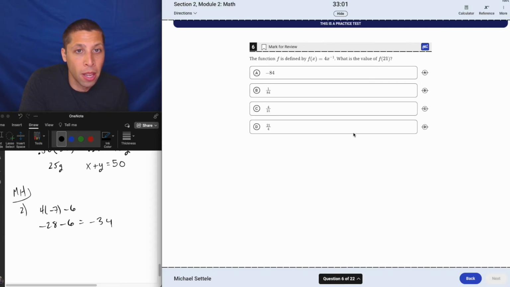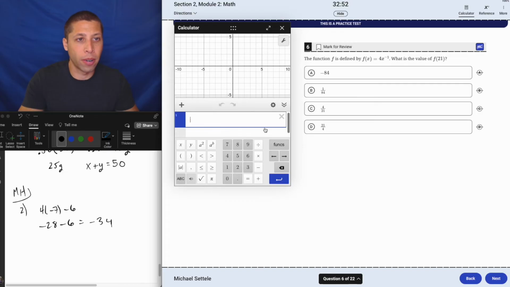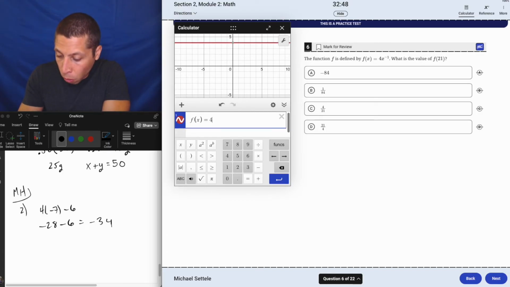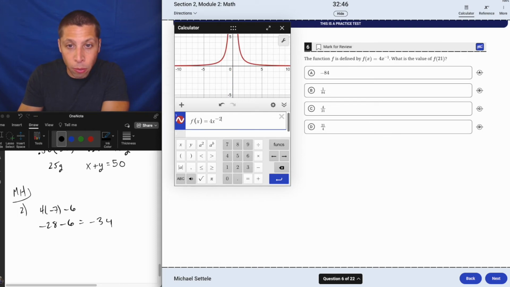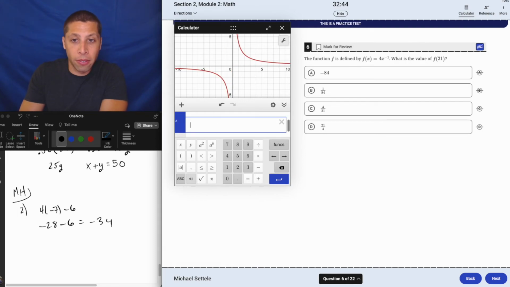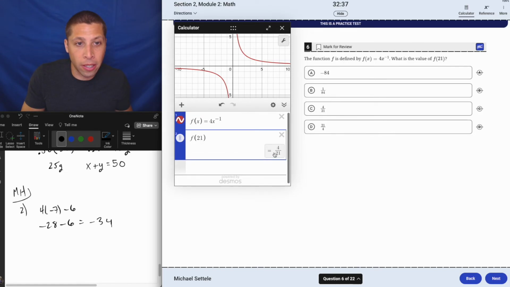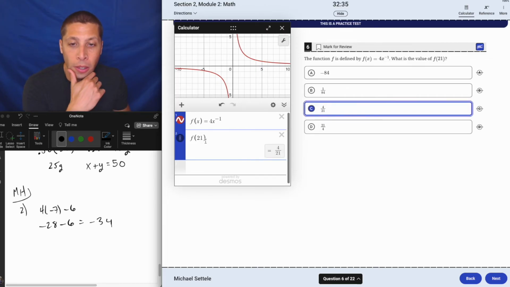Yeah, all good. The function f is defined by this. What is the value of f of 21? So here's a good example where, if you don't know how this -1 works, just let Desmos do it, right? So f of x equals 4x to the -1, right? So we get a graph, and then just do f of 21. And it's some decimal, fine, but look, we can hit this button and it'll convert it. So 4 over 21, right? So that's really easy.